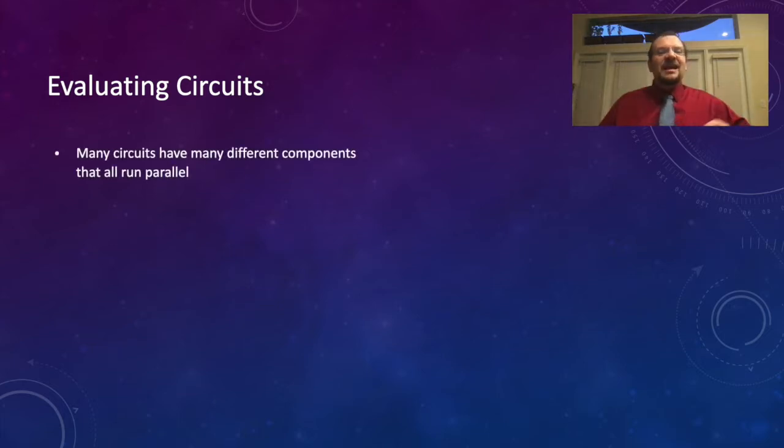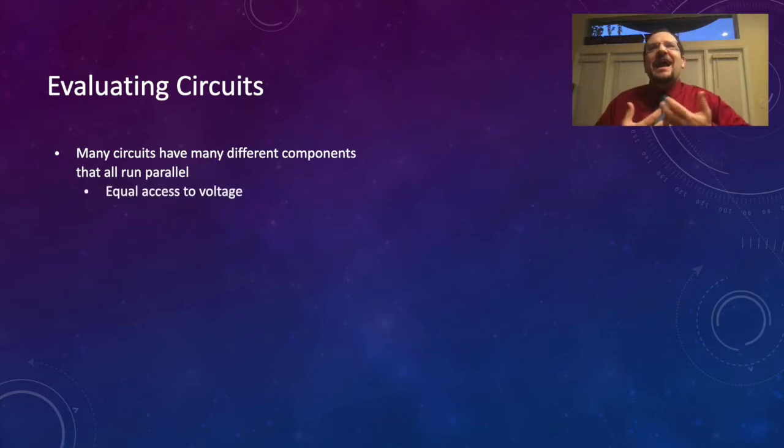Most circuits that we have and deal with in life are running in parallel. I just used my kitchen as an example. I just used these lights as an example. Most things in life are actually run in parallel. And that just means that they have equal access to voltage. In our houses, that voltage just happens to be 120 volts.